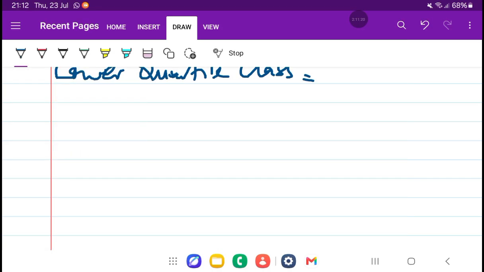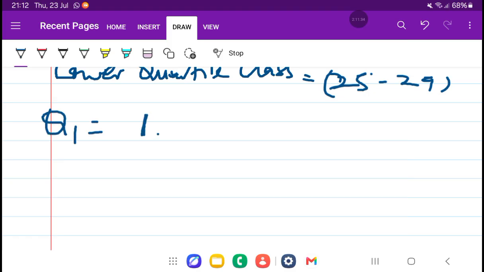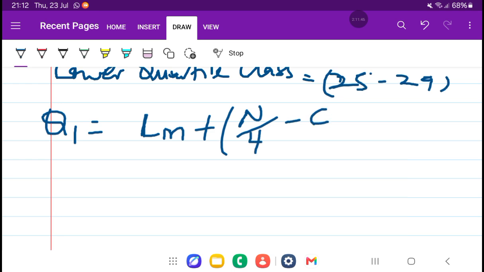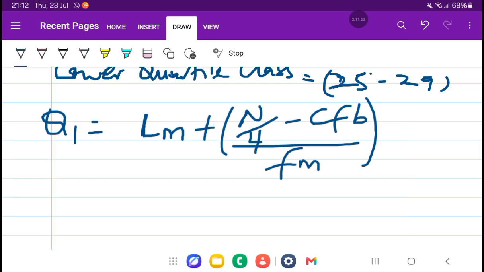So we said it is within the class of 25 to 29. That's the class. And we said the true one is equivalent to the lower class boundary of the lower quartile class plus n over 4 minus the cumulative frequency before, over the frequency of that lower quartile class, times the I, that is the class interval.